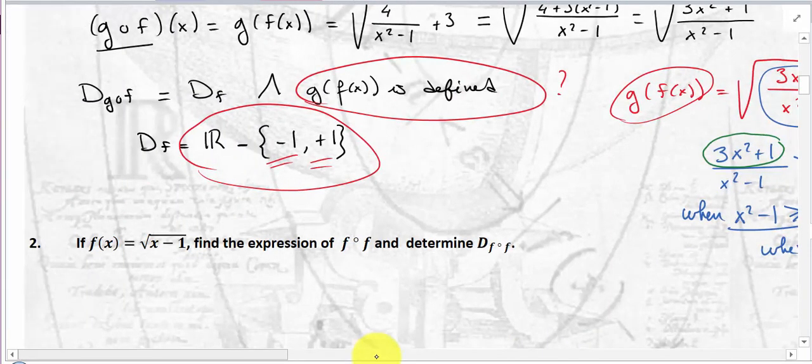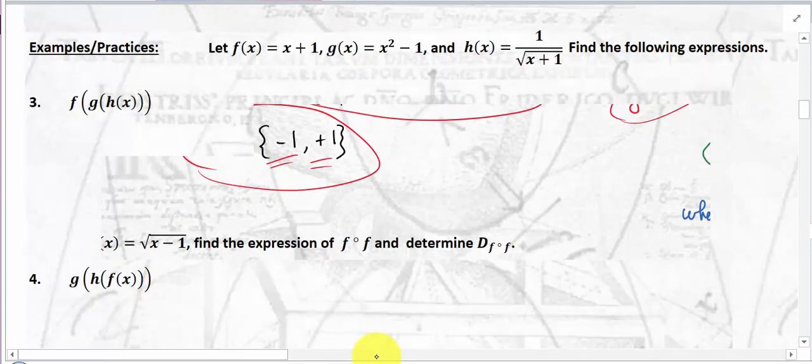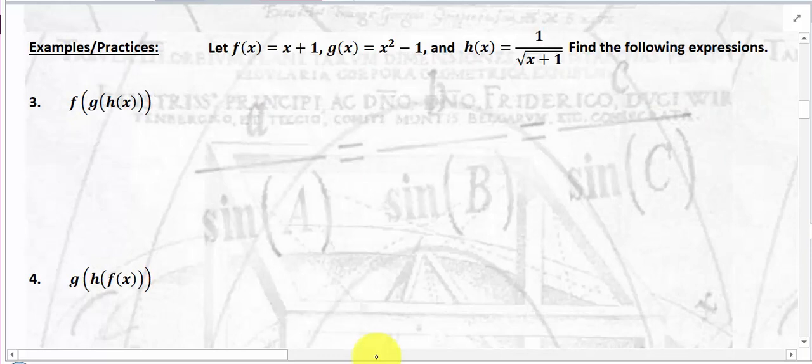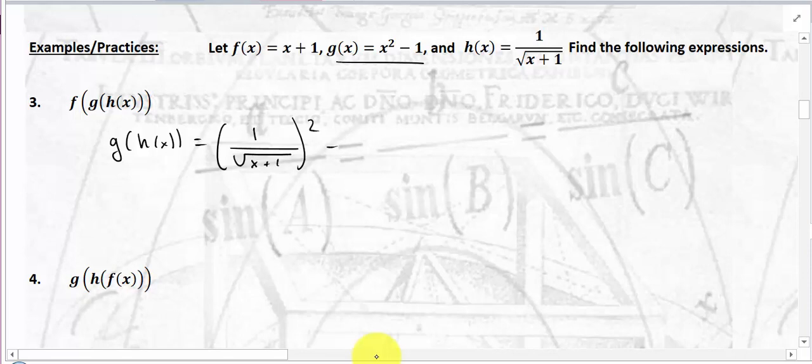Let's go over example number 3. Okay, so here we're taking 3 functions inside each other. So first h, then g. So what is g going to do to h? So g of h of x is going to be, g is squared minus 1, right? So it's going to be h of x squared, so x plus 1 squared minus 1.